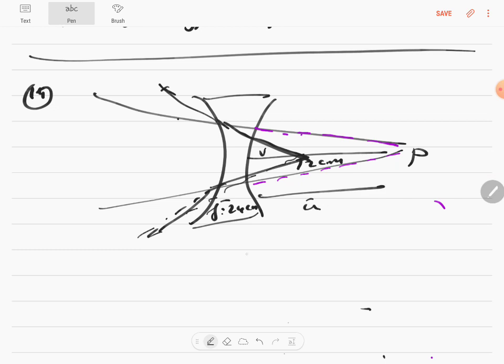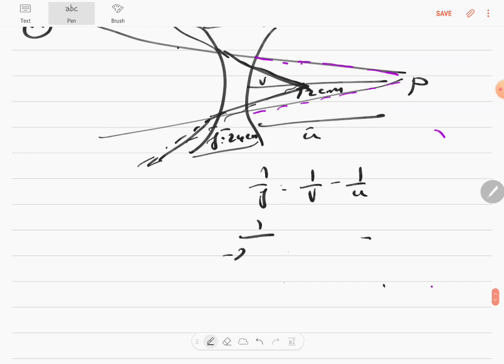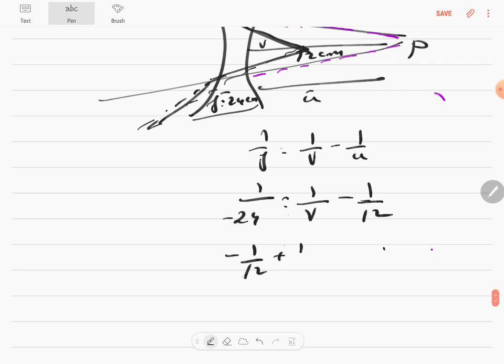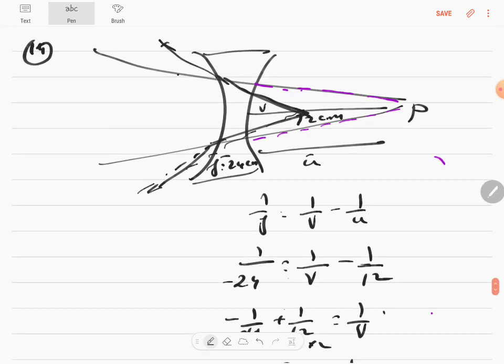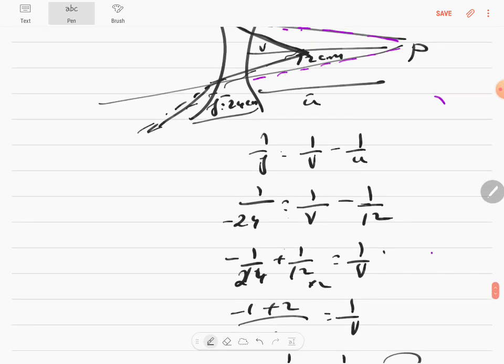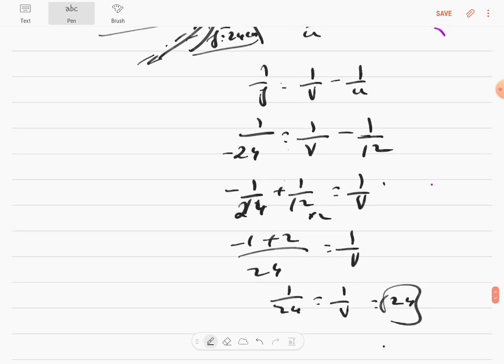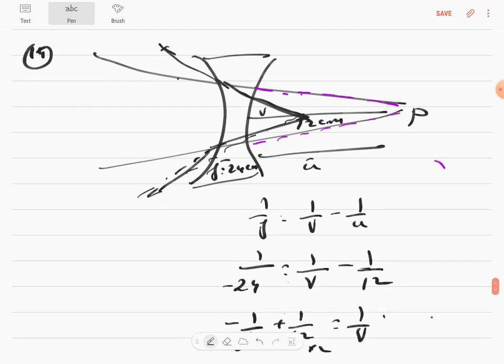Both of them are on the right side, you know 1 by F is equal to 1 by V minus 1 by U. But F itself is negative, minus 24 is equal to 1 by V, you don't know, but you know that U is 1 by 12, which is to the right only. So minus 1 by 24 plus 1 by 12 is equal to 1 by V. So 24 is the LCM, minus 1 plus 2 is equal to 1 by V. So 1 by 24, so V is equal to 24. According to me it's converging, shouldn't it be lesser than 12, why is it 24? Let me do it again.